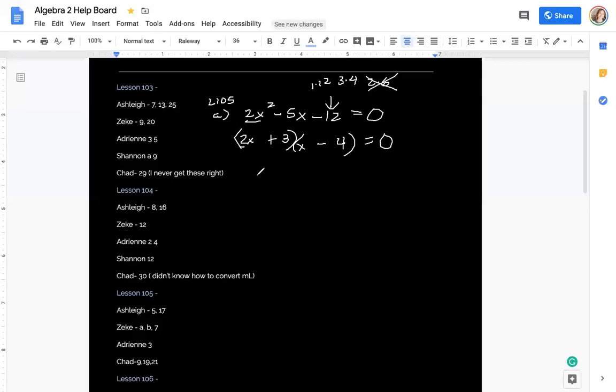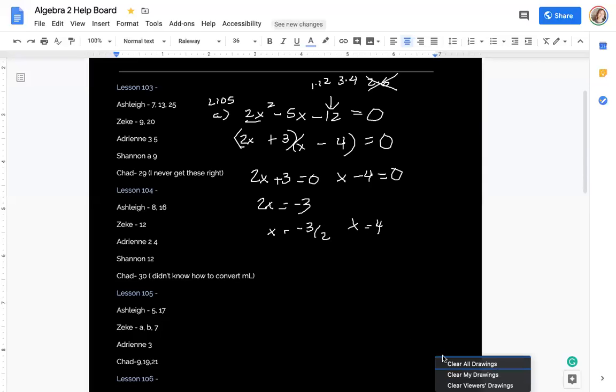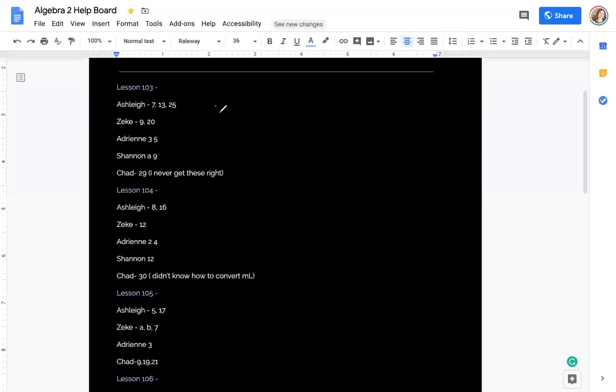So once you factor it, you have to set each of the factors equal to 0. And you're going to get 2x equals -3, x equals -3 halves, and x equals 4. And that's how you do that kind of problem. B is similar, so let's do B real quick because these are the new problems. I don't mind doing new problems.